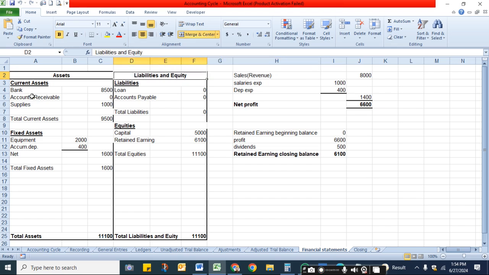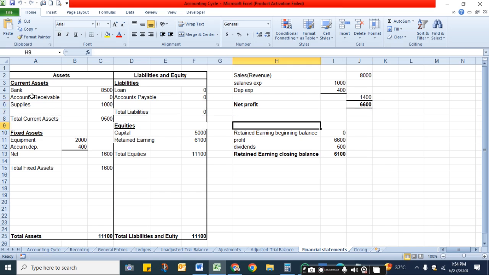Okay, ladies and gentlemen, now this is the income statement, right? Revenue, sales is 8,000. Then salaries expense and depreciation expense. As you know, there is no cost in this example, so our revenue, sales, is our gross profit, right? So 8,000 gross profit minus salaries expense and depreciation expense. So we have got 6,600 net profit.